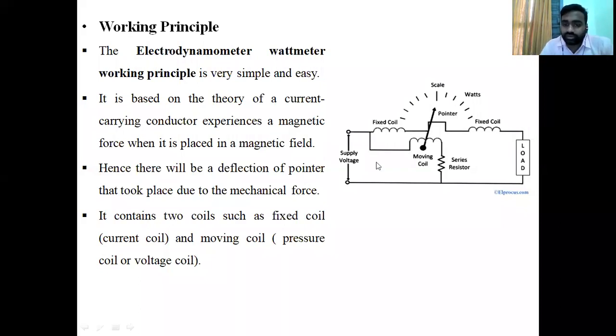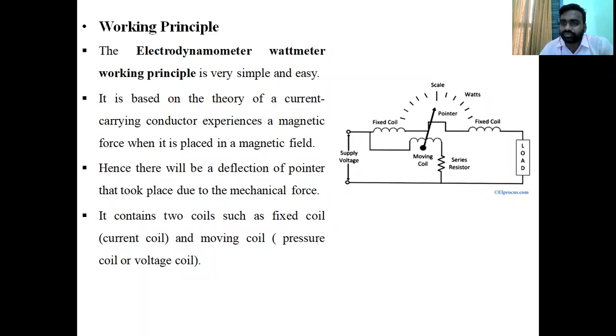So the current carrying conductor is nothing but the fixed coils. Whenever the supply voltage is given, current will flow through these current coils and create a magnetic flux. The moving coil is nothing but our voltage coil, or potential coil, or pressure coil. These are all related terms, synonyms.